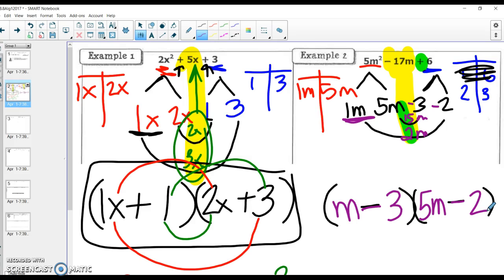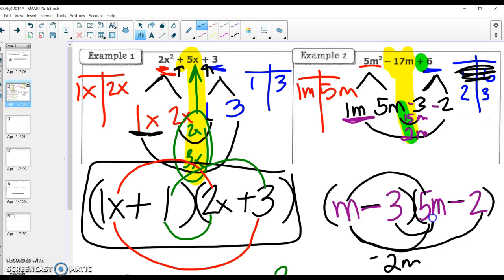Now, it's always a really good choice just to check, even if just in your head. Just see how we get the 5m squared right there. I like that. I should have drawn it up here. The 5m squared. And then right here, I get negative 2m. Right here, I get negative 15m. That's what I care about most. Does that give me the negative 17m from the top? Yes.